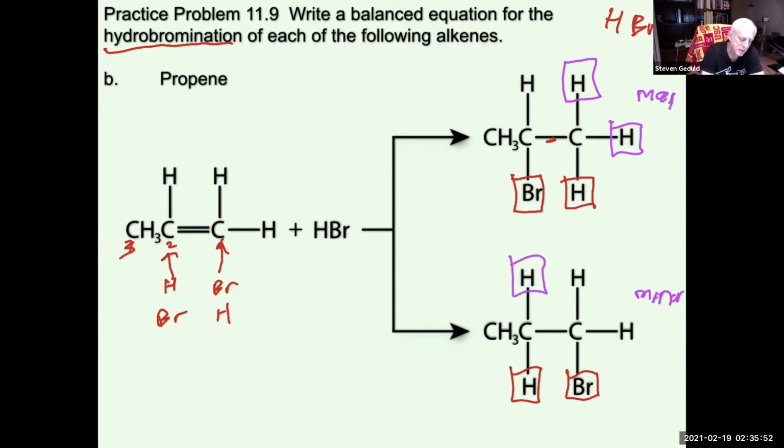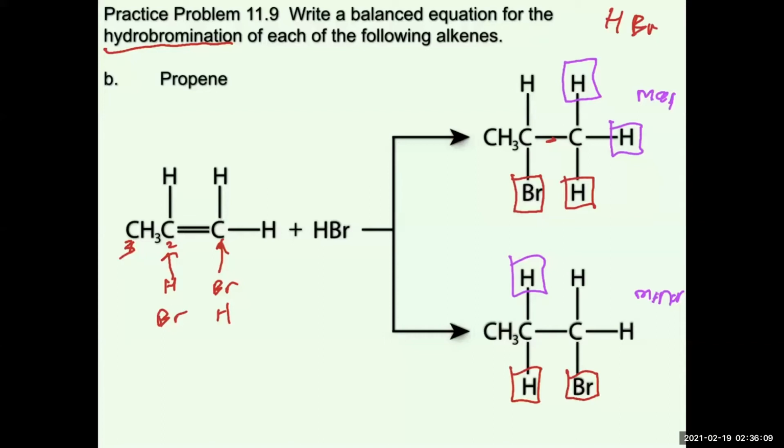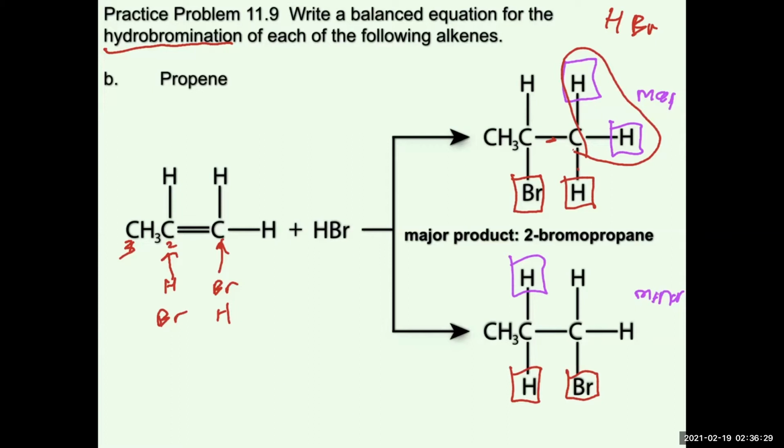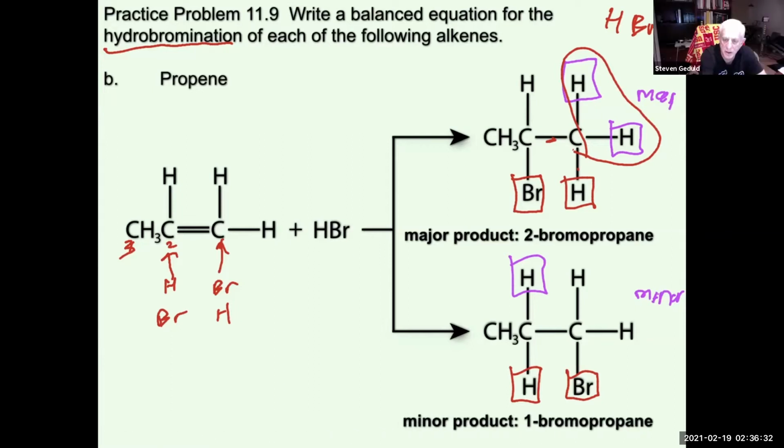So if we're going to name these things, what would the top one be? 2-bromopropane. Perfect. 2-bromopropane, and that's your major product because of where this hydrogen adds, there's 2 hydrogens on there. What's the bottom product going to be? 1-bromopropane, same thing. And that's your minor product.